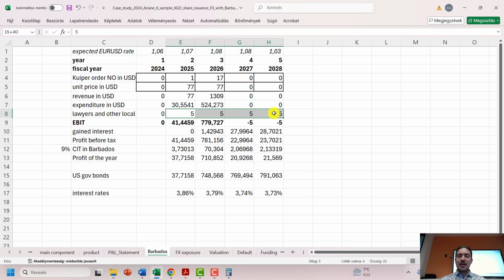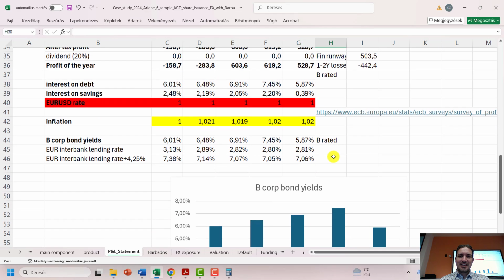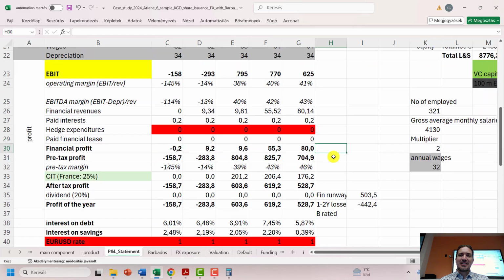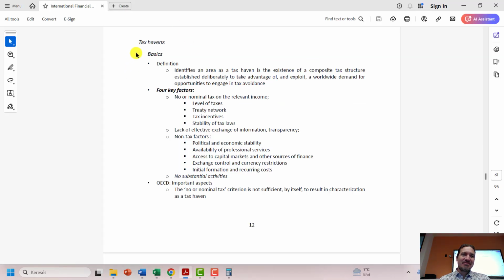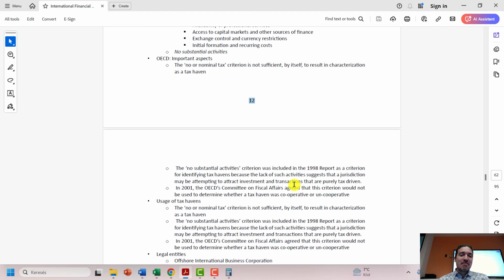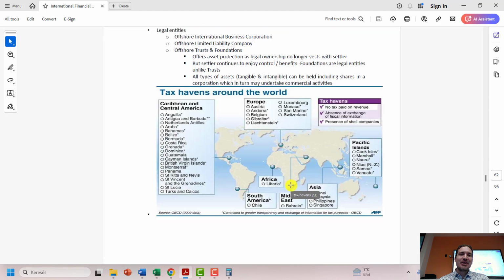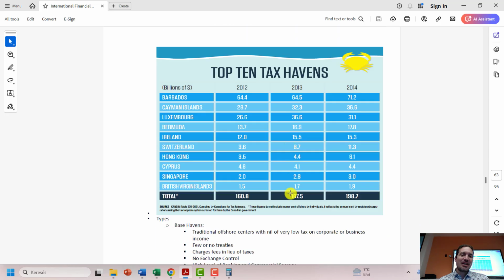And also in this case, we are happily employing some local people. So we are even improving employment in Barbados. So obviously local lawyers are used. Professor, we are doing business in Barbados because of the tax advantage? Yes, only. So that's why we are focusing on the tax havens. And if you are checking the lecture notes, this is how people are doing it.